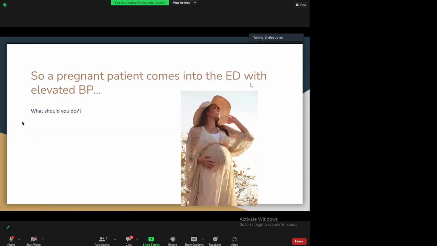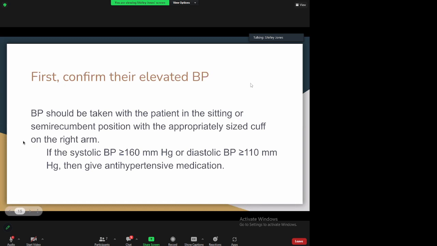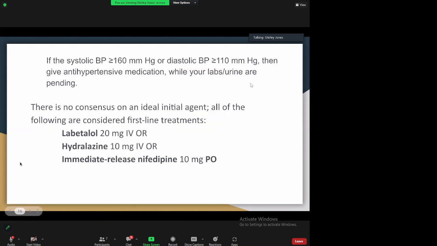So a pregnant patient comes into the ED with elevated blood pressure. What should you do? The first thing that you should do is confirm that their blood pressure is actually elevated. So tell the nurse or whoever to repeat the blood pressure in like 5 to 10 minutes to confirm that it's actually that high. Make sure they have the appropriately sized blood pressure cuff and the patient is in the right position. If the repeat pressure is still greater than 160 systolic, or if their diastolic is greater than 110, then we have to give antihypertensive medications, simultaneously while you're getting your blood work and your urine is sent off to the lab.